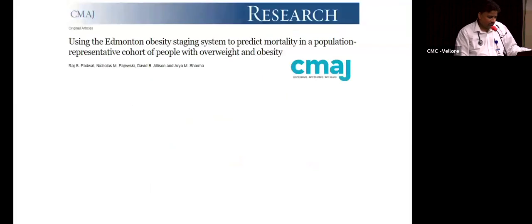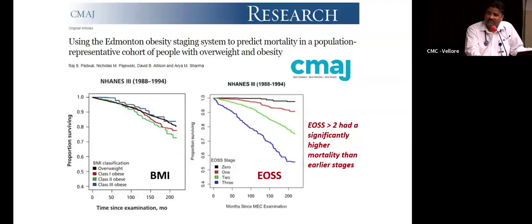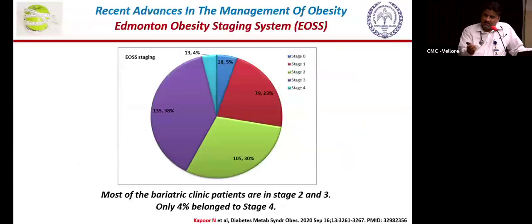So why is the staging system important? This is an interesting study which was done using the NHANES database cohort. Again, a large follow-up of over 200 months, over 5 years they've looked at follow-up. If you follow up the same patient just with the help of BMI, you would not be able to predict mortality. But looking at the same patients, if you stratify them with the help of an EOSS staging system, you can predict who is the patient who needs more severe or more acute care. In our OPD, this is again data from our clinic, most of our patients in the obesity clinic would have stage 2 and stage 3.